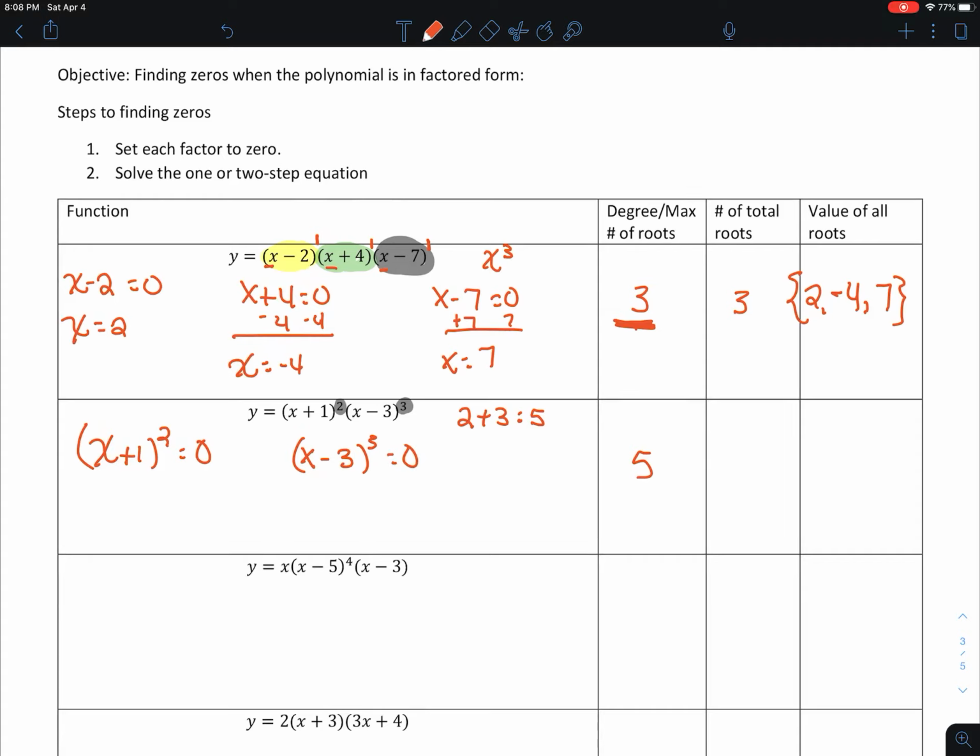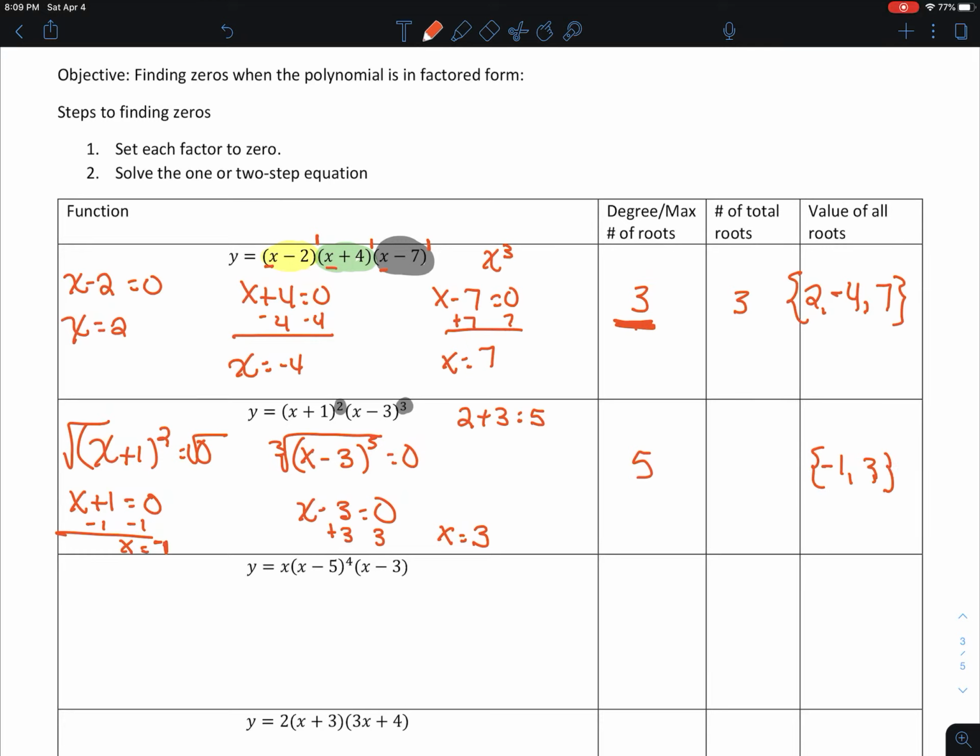So how would I solve that? Do I want to multiply that out? Well, I could, but probably the easiest way is just to take the square root of both sides. So that's going to give me just x plus 1 equals 0. If I take the cube root of both sides, I get x minus 3 equals 0. I'm not going to do that in future ones, but I just wanted to show you how we were getting that. So subtract 1 from both sides, x is equal to negative 1. And then if we add 3 to both sides, we get x equals 3. So our solutions are negative 1 and 3.